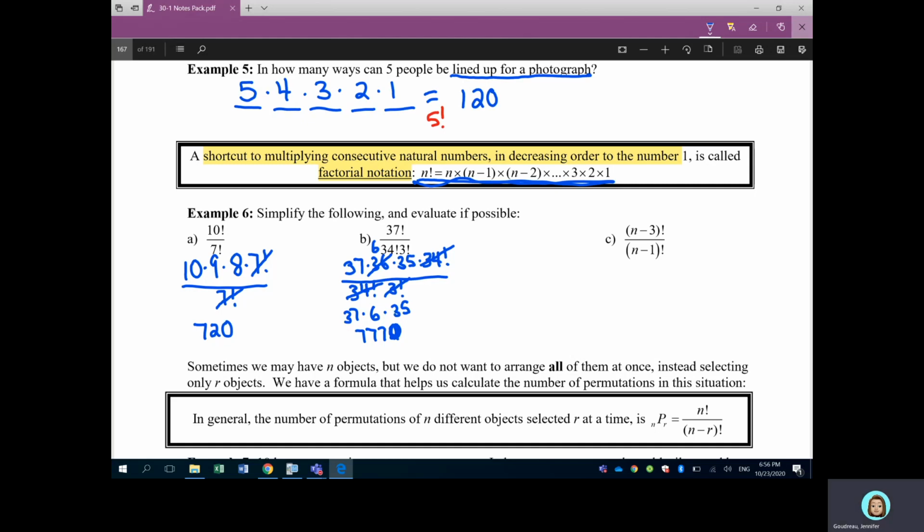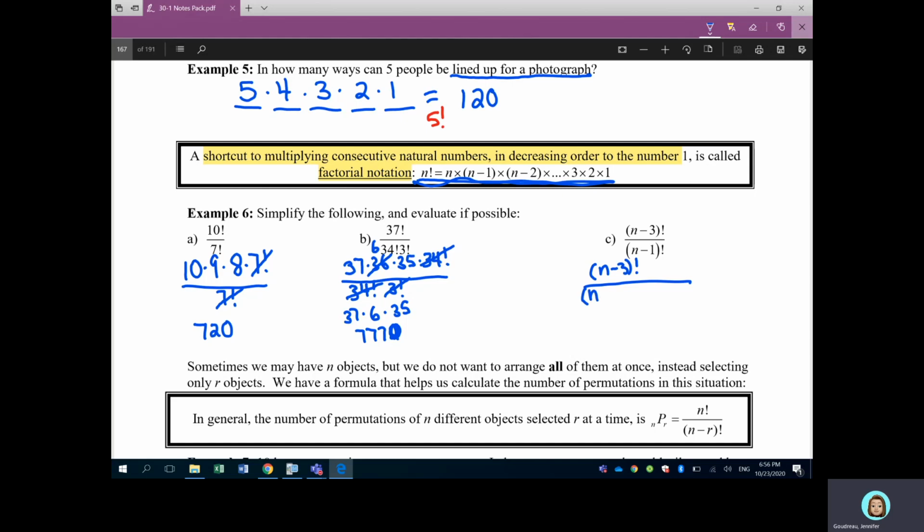Same thing in part C. In part C, we won't have the evaluation part at the end, but we definitely can do the simplifying part. I have an n minus 3 in the numerator and an n minus 1 in the denominator. N minus 1 is going to be greater than n minus 3, so that is the one that I'm going to expand. For now, the n minus 3 factorial in the numerator is just going to stay. But n minus 1, let's expand.